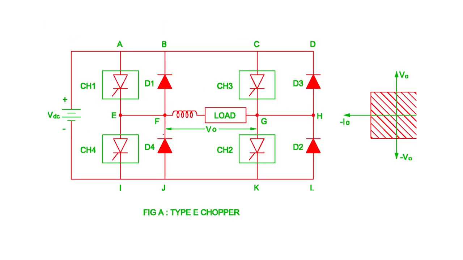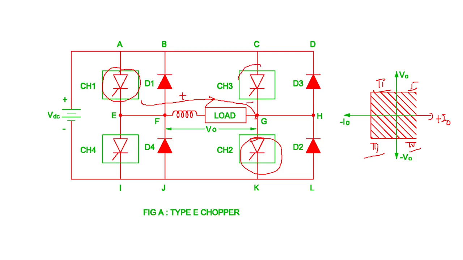So here you can see the class E chopper, that is type E chopper. And here we have also shown the graph for the four quadrants. So this is the first quadrant. This is the second quadrant. This is the third quadrant. And this is the fourth quadrant. This is your plus I naught. Okay. Now here you can see if you operate thyristor number 1 and thyristor number 2, the current is going to flow like this, and the voltage will be plus minus.